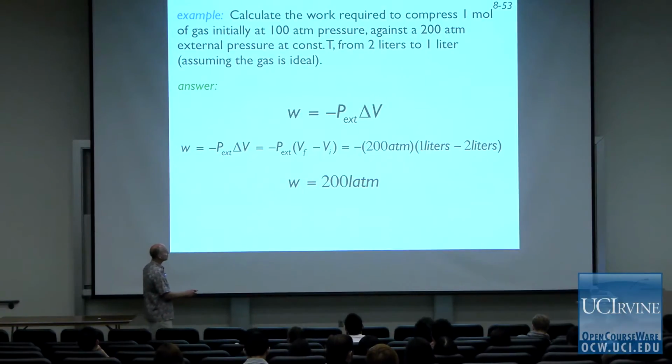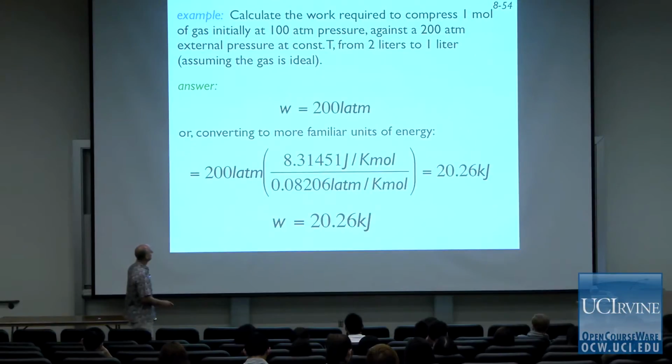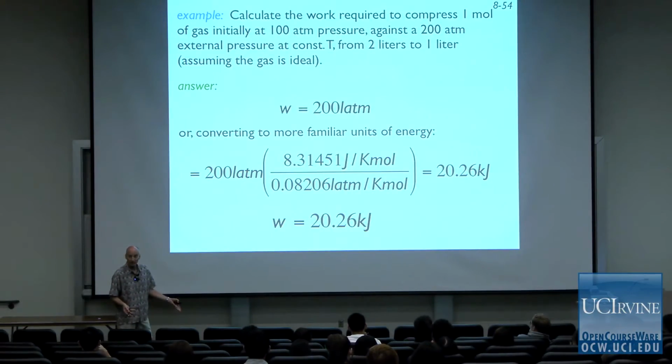Now, these are energy units, but they're not energy units that we want to use too often. We need to convert them into energy units that we care about, like joules. If I take liter atmospheres and multiply by the gas constant, 8.31451, that's one gas constant, and 0.08206, that's another gas constant, the kelvins per mole cancel, I get joules per liter atmosphere. Well, that's pretty convenient, because we want to convert to joules.